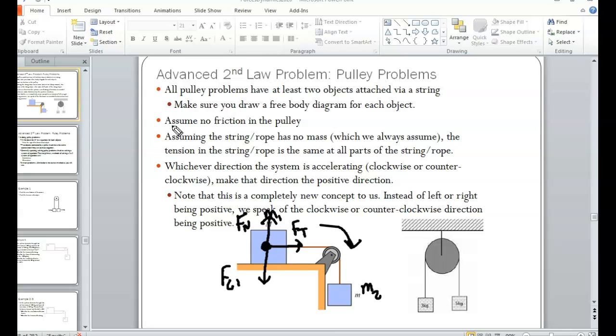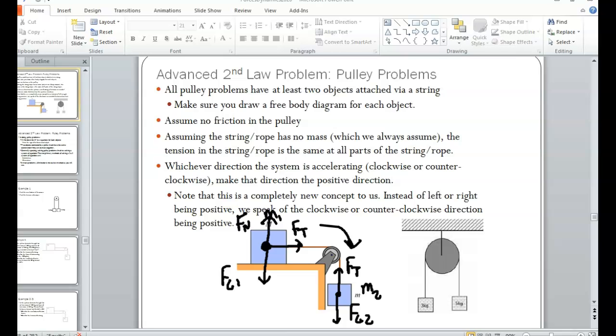And based off of what's on the slide, the tension everywhere in the string is the same. However, when I draw the FBD for box 2, that tension is going up instead of to the right like it is for this object. So that would be Ft, and then there would be Fg2 going down. That's the force of gravity for object 2.